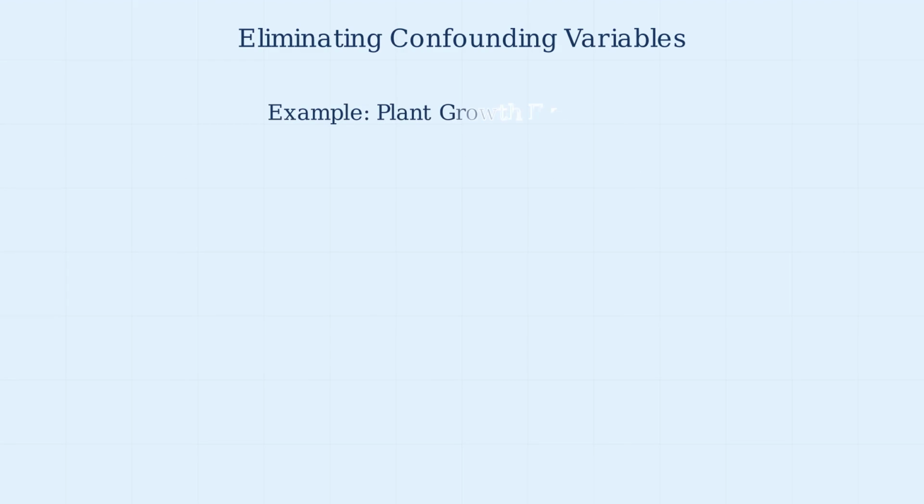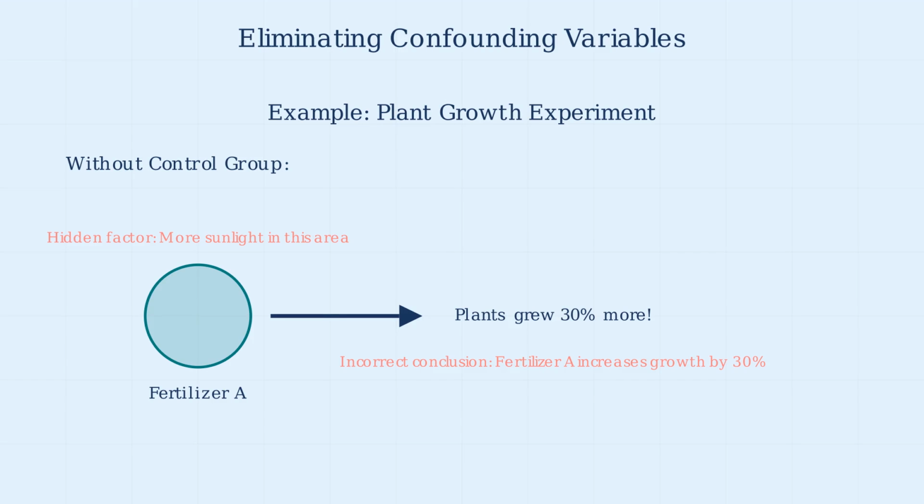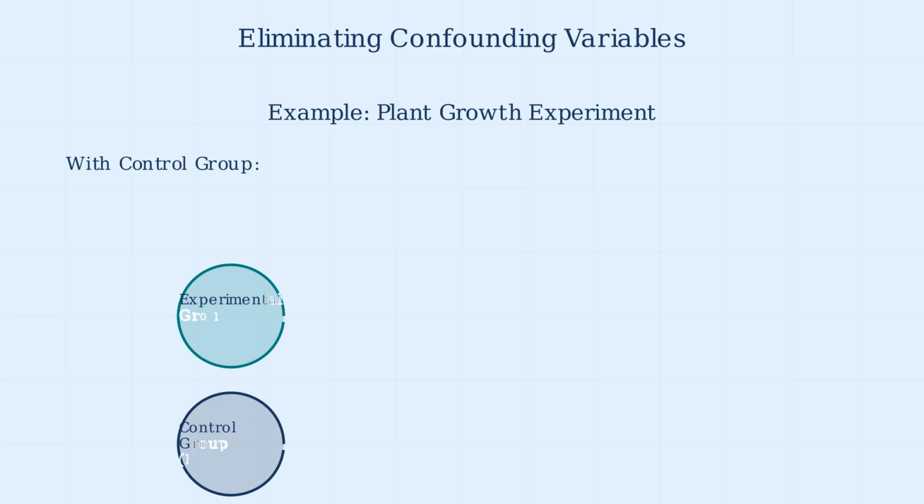Let's consider an example where researchers study the effect of a fertilizer on plant growth. Without a control group, they might observe that plants with the fertilizer grew 30% more. However, what if there was a hidden confounding variable, such as uneven sunlight exposure? With a control group that is identical in all aspects except for the fertilizer, we can isolate the treatment effect. Both groups receive the same amount of sunlight, soil, and water, but only the experimental group receives the fertilizer.